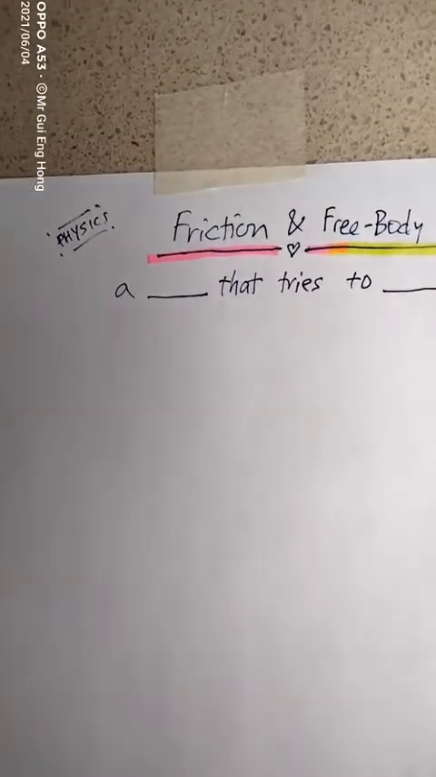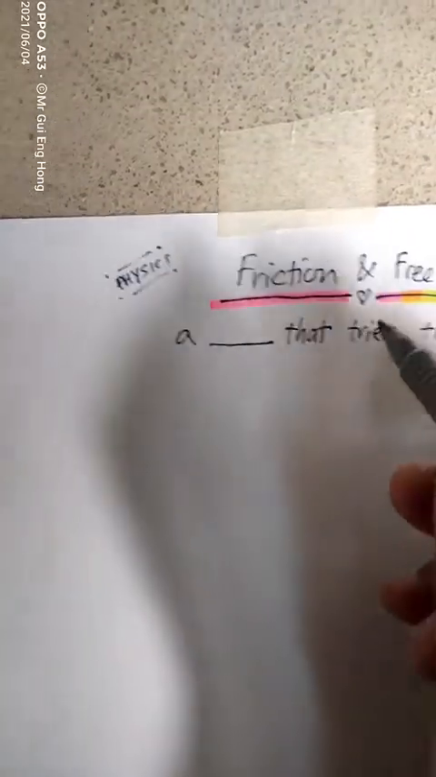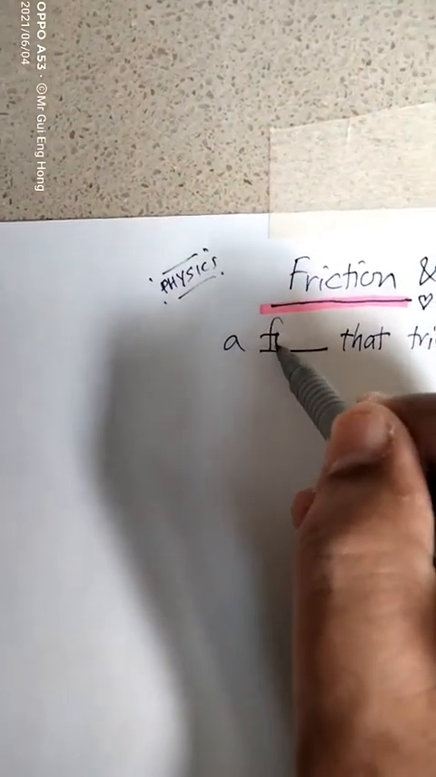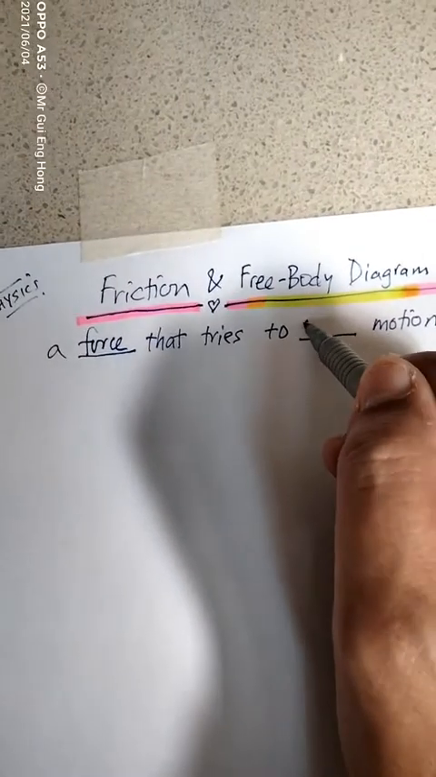Hi, now we will revise on friction and free body diagram. Now, friction is a force that tries to oppose the motion.